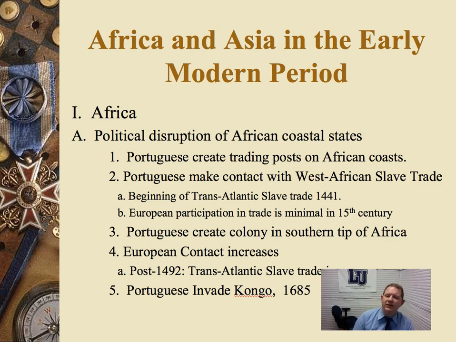So if we take a look at the story of Africa in this period, the beginning of African contact with the Europeans, and in this case the Portuguese, begins with the creation of trading posts and points of contact for the Portuguese explorers on the African coast. The idea basically was that the Portuguese were the first people to sail down the coast of Africa, around the tip of Africa, which we call South Africa or the Cape of Good Hope, and to continue on and make trading contact with India and China.